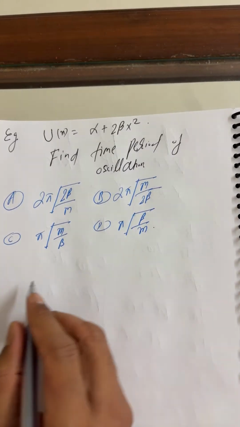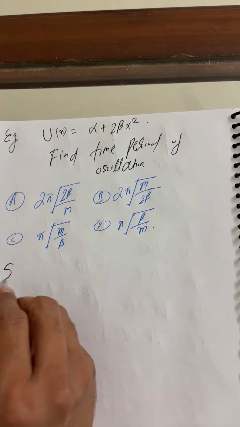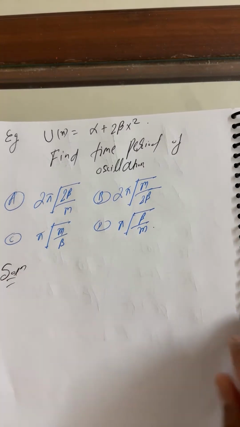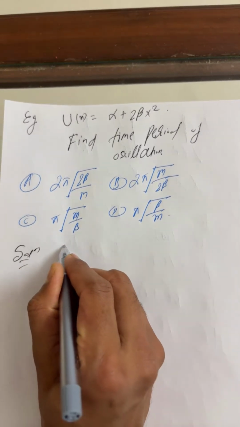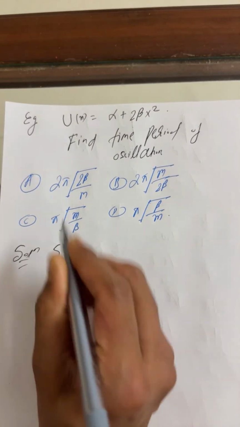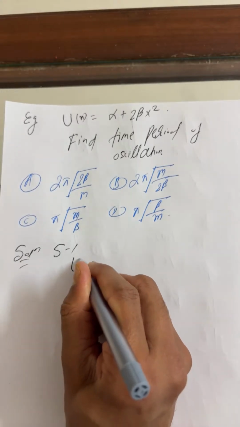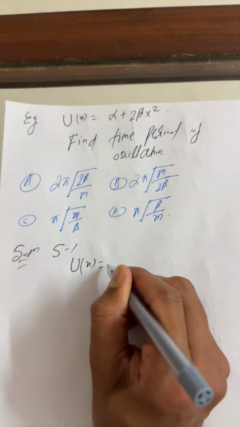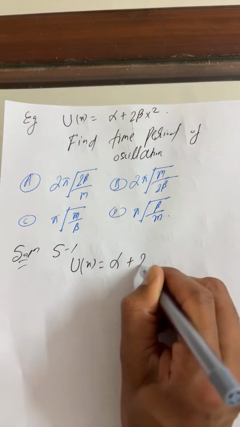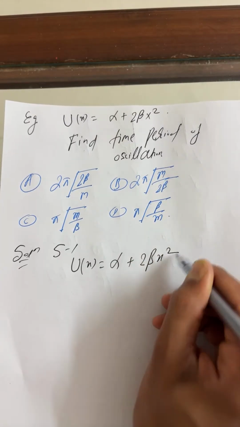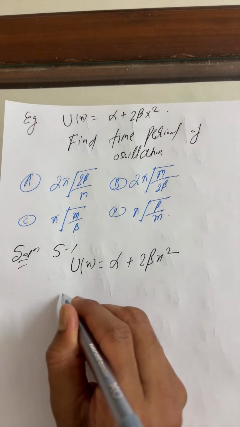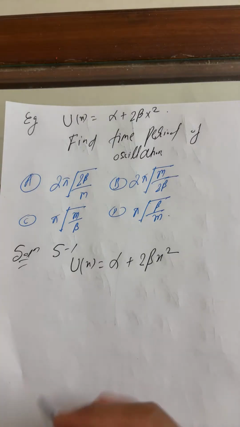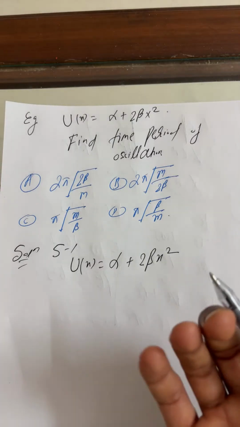Beta, if you remember this little concept of work, power, energy. In step one, you have to write first what is mentioned in the question. U as a function of x is alpha plus 2 beta x square. If you remember, for work or energy, if you have U as a function of x, how can we get the force?